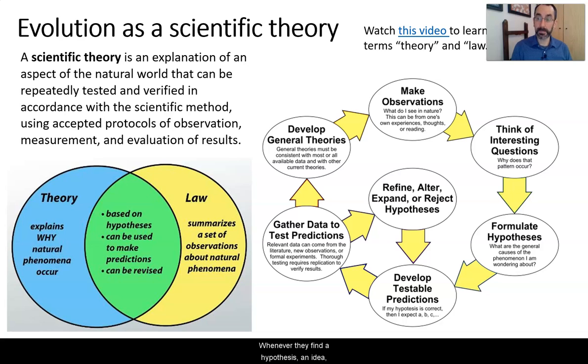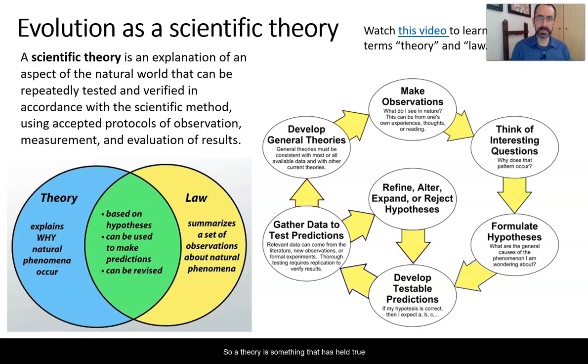Whenever they find a hypothesis, an idea that consistently explains data and observations, that is always able to predict the data that is collected, then it gets elevated to a theory. All right. So a theory is an explanation of why a phenomenon occurs, why we see the things that we do in nature. And a theory is just about as close to a fact as you can find in science.